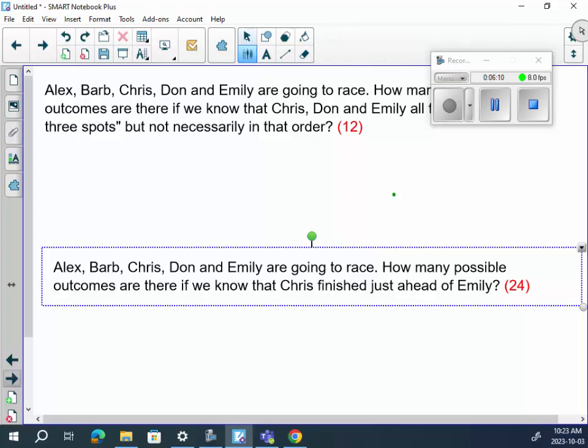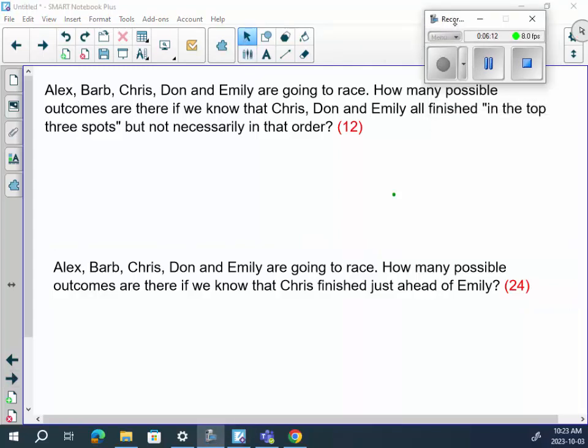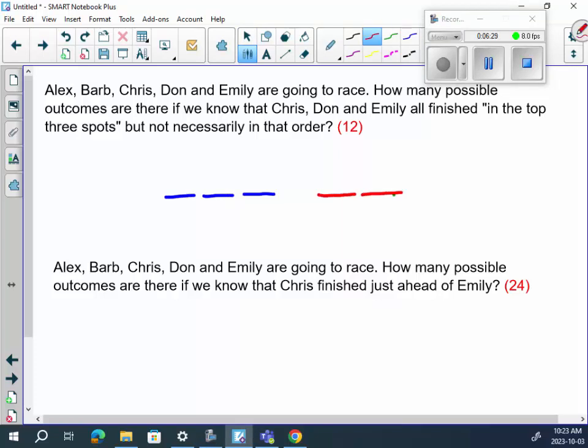Moving on to the race questions, we've seen a number of these. Every one of them is different. We have to sort of break down what we're seeing in each case. So here we know that Chris, Dawn, and Emily all finished in the top 3 spots. So basically, we can think of it as almost 2 full races, 2 separate races.